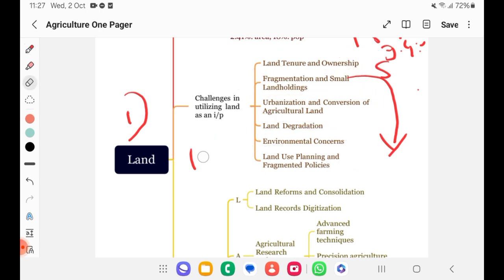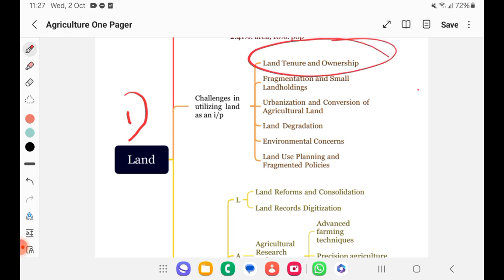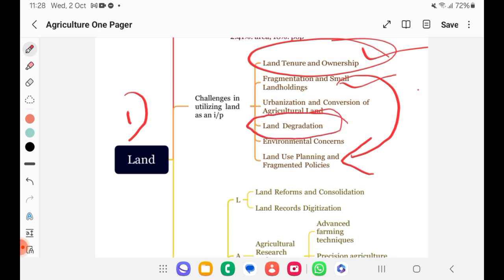First thing is, land tenure and ownership is a problem. With the same wording it will come, land tenure and ownership. Then we can say there is a fragmentation of small land holdings as well as fragmentation in the policies, land use planning and policies. Okay, then we can say about land degradation, the same word. You can say together, land tenure and ownership, land degradation.